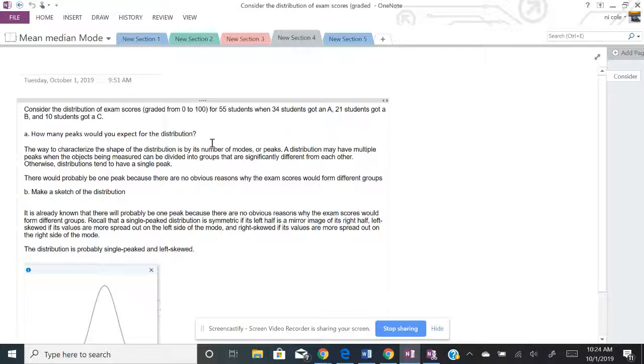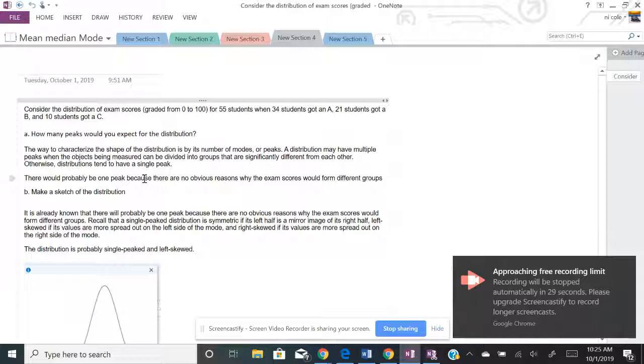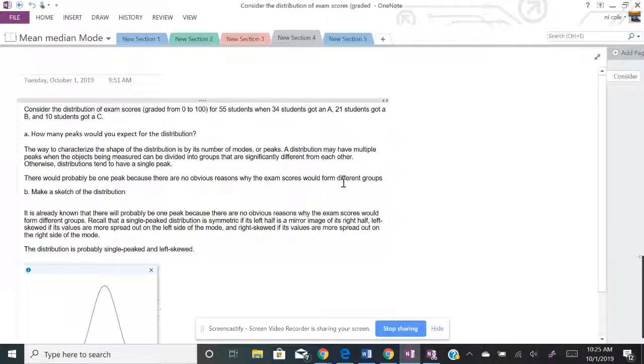Okay? The way to characterize the shape of the distribution is by the number of modes or peaks. A distribution may have multiple peaks when the objects being measured can be divided into groups that are significantly different than each other. Otherwise, the distributions tend to have a single peak. So with this, I can't divide this into multiple groups. There would probably be 1 peak because there's no obvious reason why the exam scores would form different groups. Okay? We will finish this off on the next video.